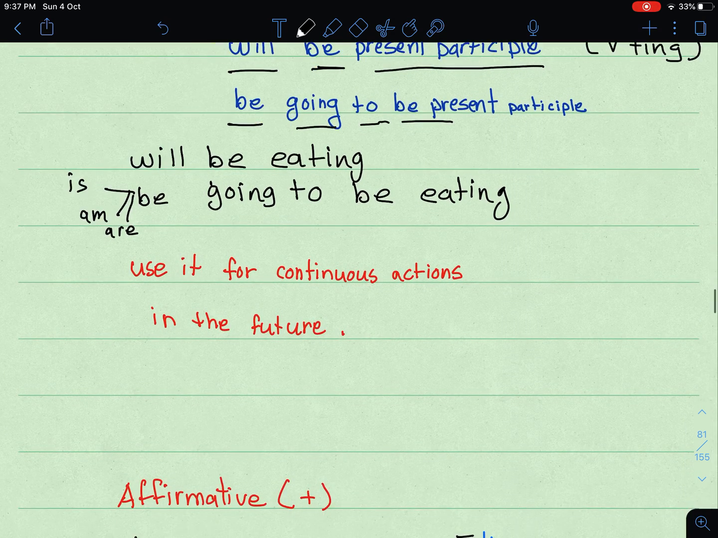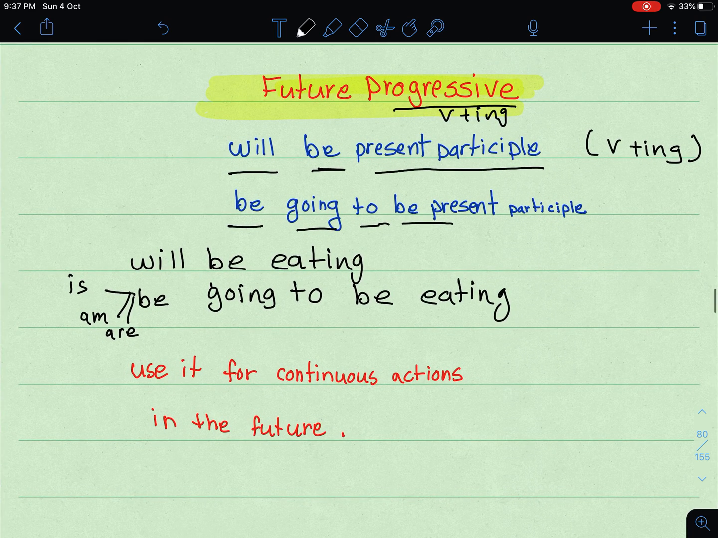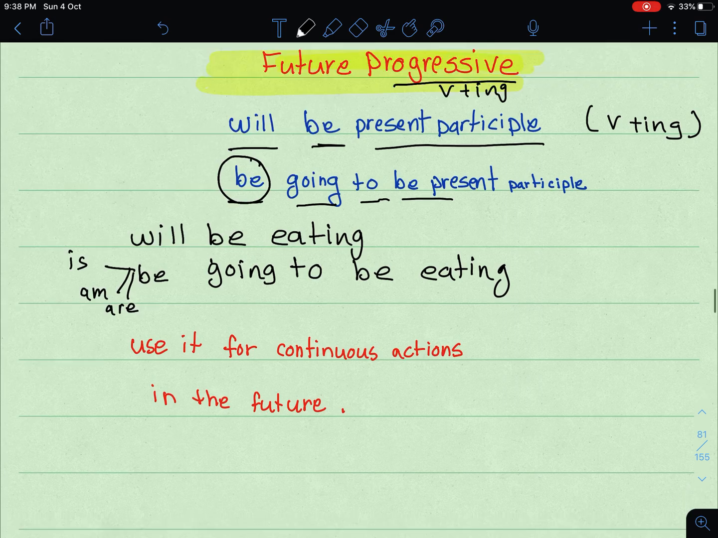Now, when do we use the future progressive? We usually use it for a continuous action in the future, meaning something that continues to happen, but in the future. I'll give you an example. Let me repeat myself one more time. The future progressive formation is either will be and the present participle, or be going to be and the present participle. And remember that by be we mean the verb to be. Mainly it is used for a continuous action in the future, meaning an ongoing event in the future.